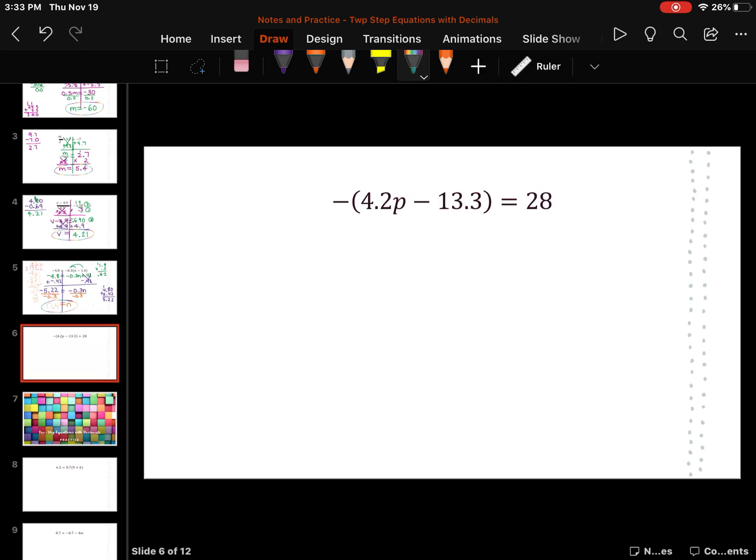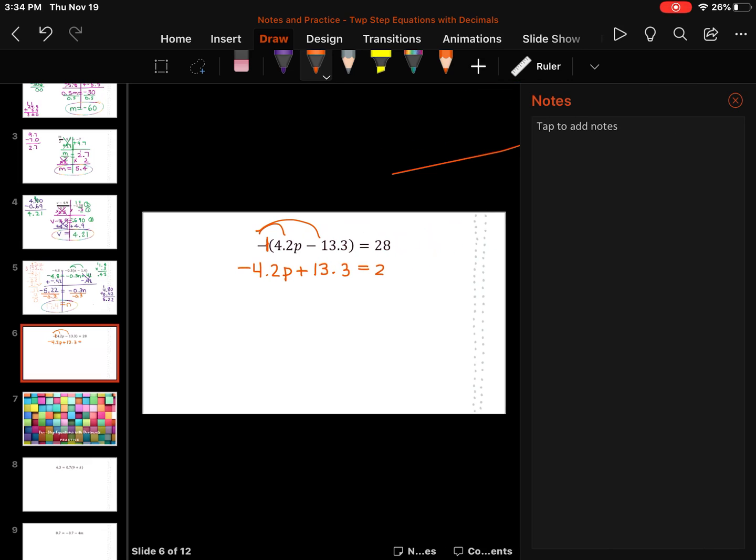All right, last one. We have to distribute that negative outside of our parentheses here. Be careful. If it's just a negative, it's the same as if I were to put a little 1 right there. Remember, that's just an invisible 1. So I need to distribute negative 1 to both numbers inside my parentheses. Negative 1 times positive 4.2p gives you a negative 4.2p. Negative 1 times negative 13.3 gives you a positive 13.3. Bring down your equals, bring down your 28.